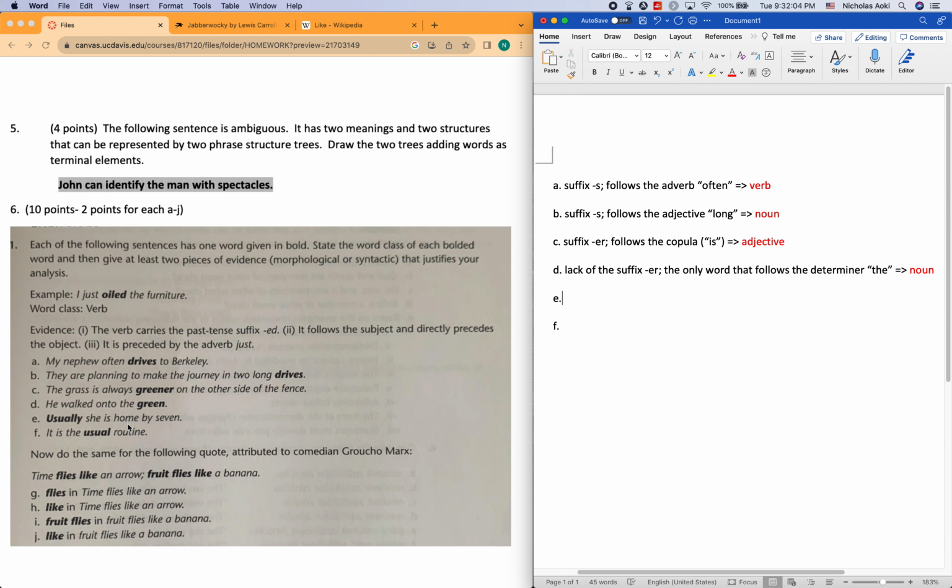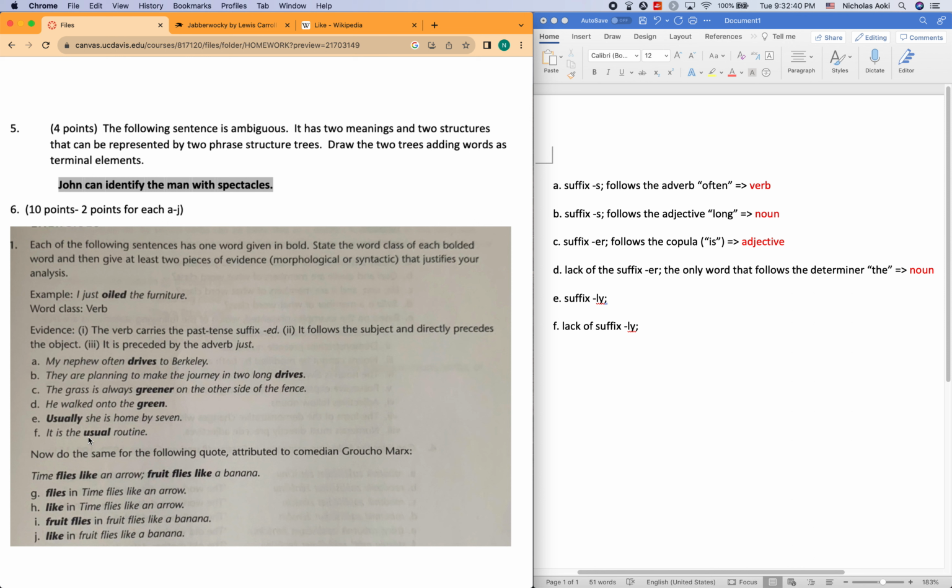Let's look at E and F. E is, "Usually she is home by 7." F is, "The usual routine." So similar to C and D, we see this difference where E has this extra suffix ly and F doesn't have that extra suffix. In English, we typically add the suffix ly for adverbs. So slowly, quickly. So that's morphological evidence, what affixes we're adding or not adding. So this is already telling us that in E, usually is an adverb and F is probably an adjective, or at least not an adverb.